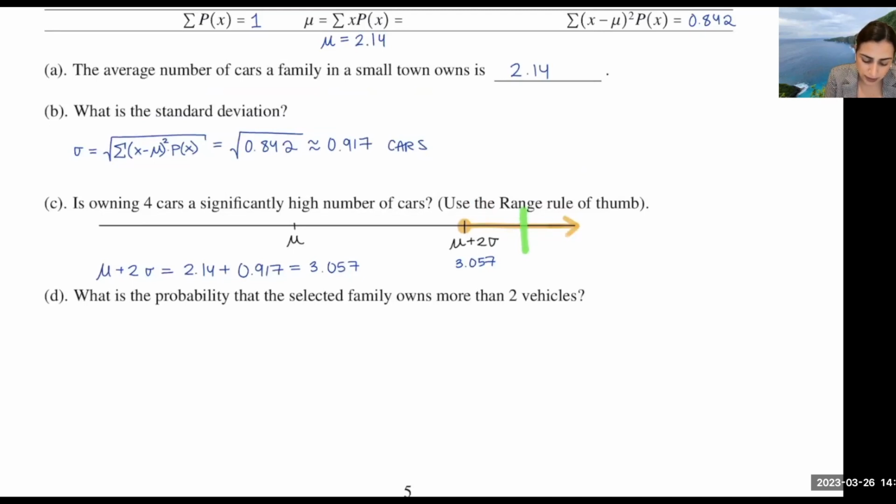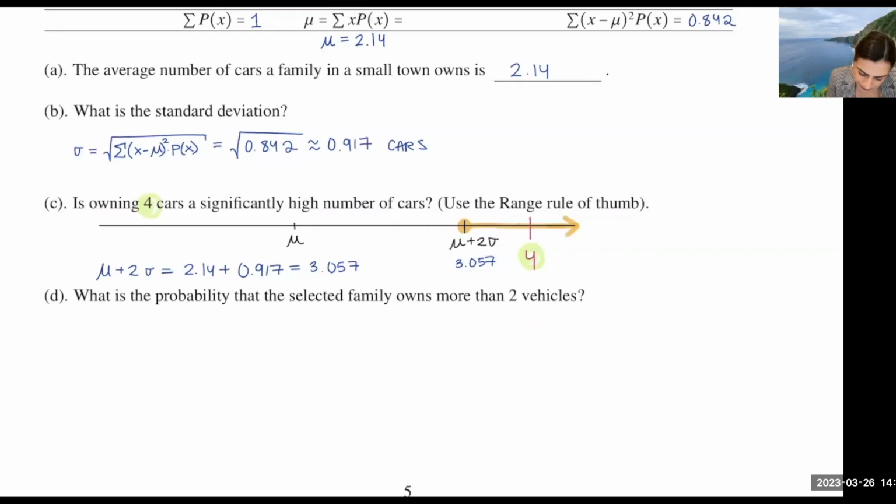So it would be in this area over here. And so 4 is here. I'm going to want to make sure that I highlight that that's what we're talking about. This is that same 4 here. Okay, so yes, now based on the range rule of thumb here, 4 is a significantly high value because it is above 2 standard deviations away, right? It has to be 2 standard deviations away or above that.